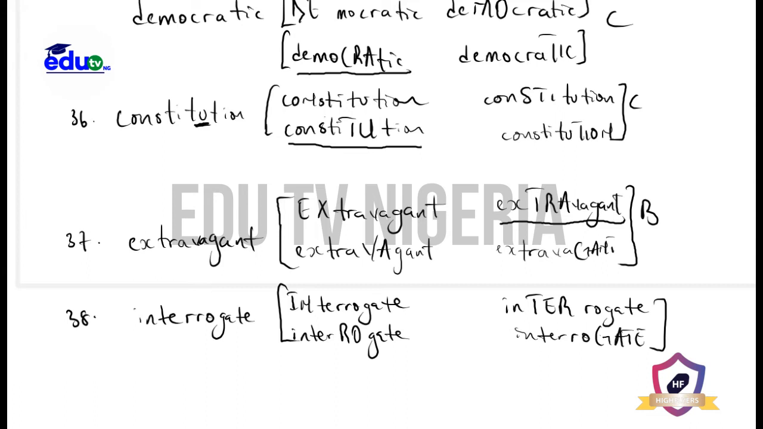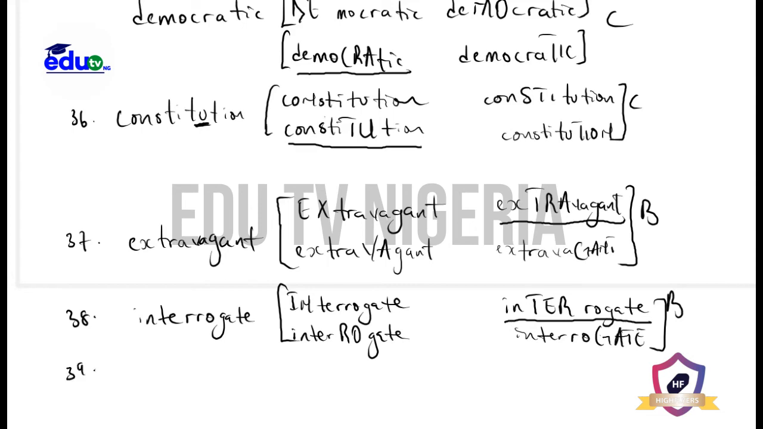First syllable, is it interrogate? Second, third, fourth. The word is usually stressed on the second syllable also, so the word is pronounced interrogate, and not the usual interrogate that we usually pronounce. Do you get it? Just like we have extravagant, it's also interrogate. Option B.